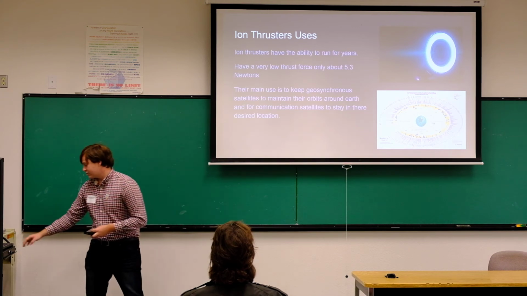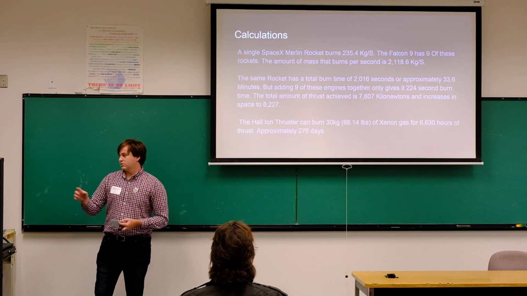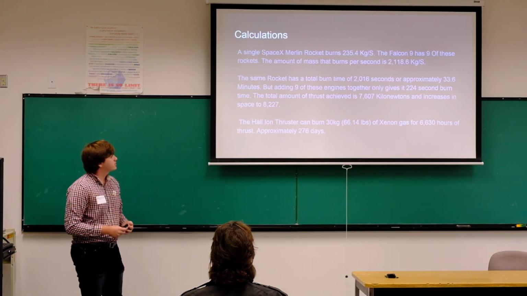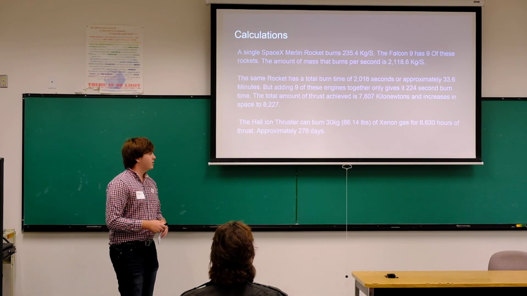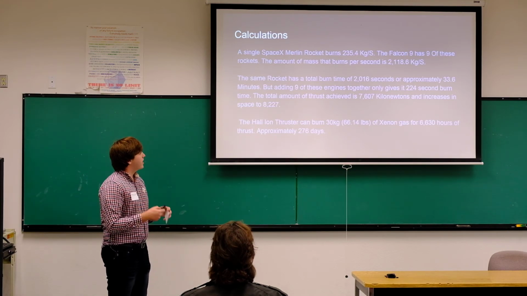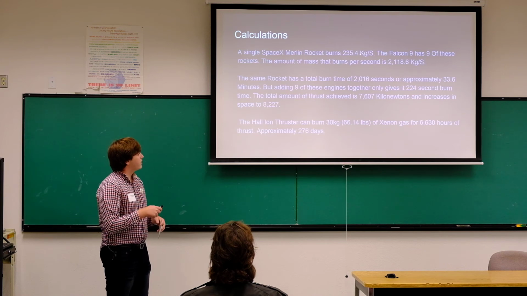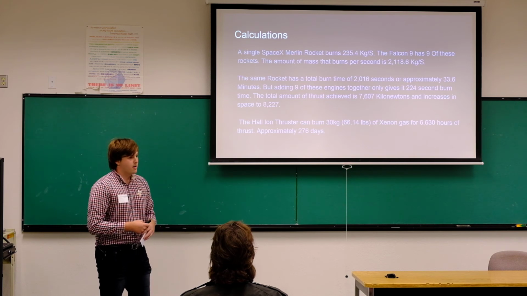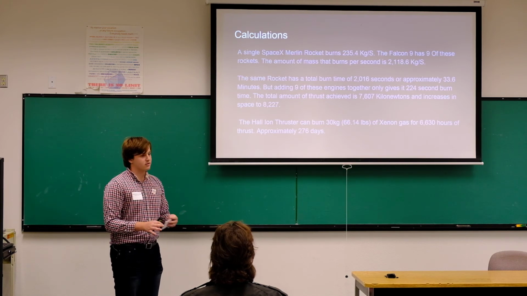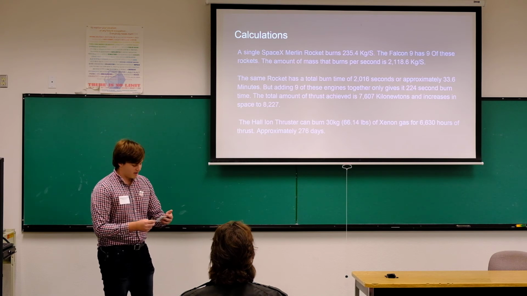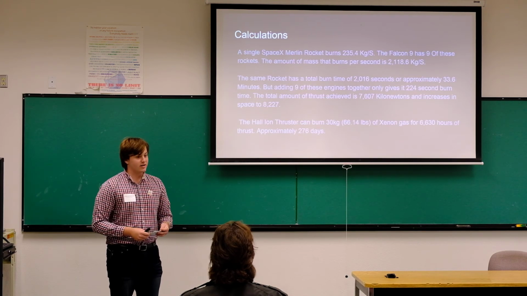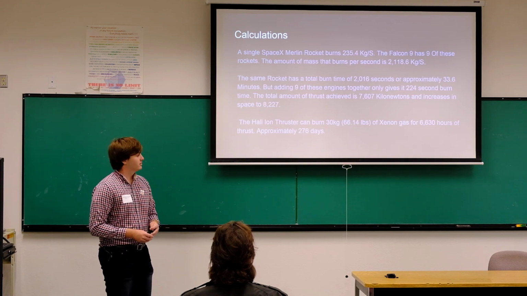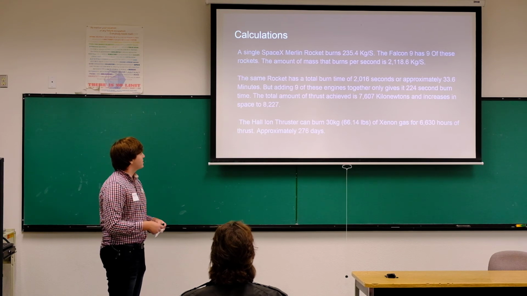So I made some calculations here. The single SpaceX Merlin rocket burns at, once again, 235.4 kilograms per second, but the Falcon 9 rocket itself has 9 of them. So the amount of mass that burns, 235.4 times 9, is 2,118.6 kilograms per second. My car weighs, granted, I drive a Prius, I'm sorry, 1,379.8 kilograms. So it's just under two Priuses a second. If you could think about that.